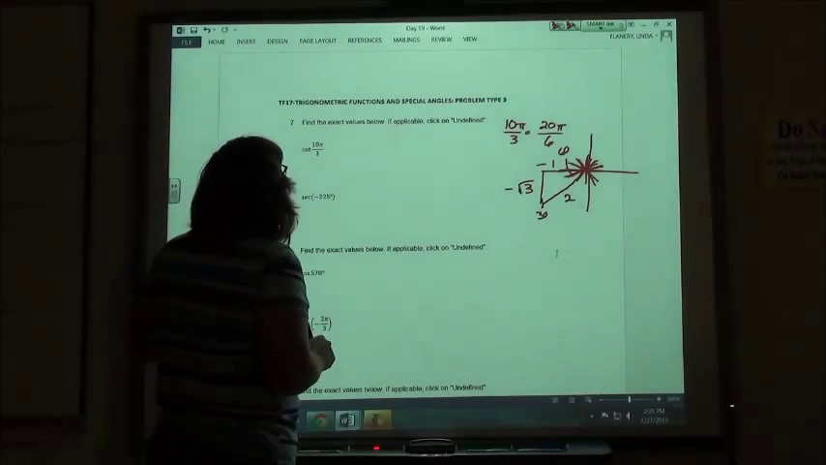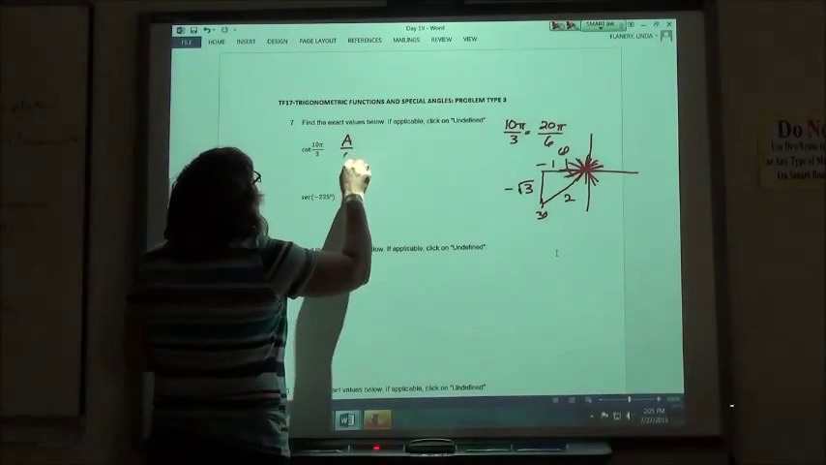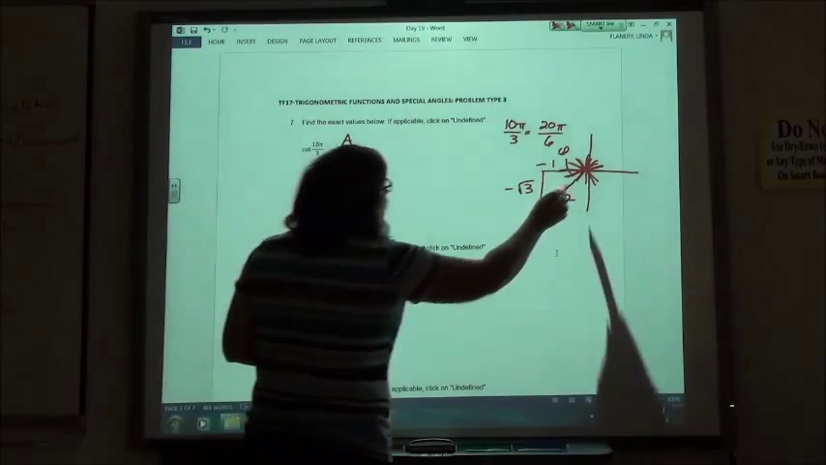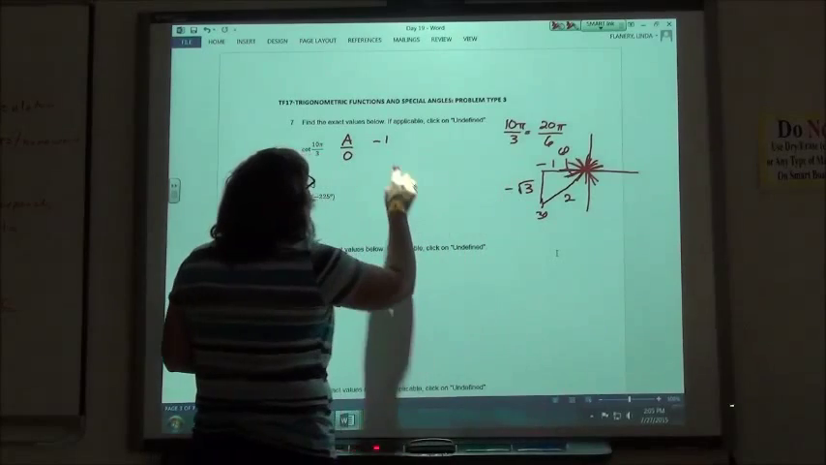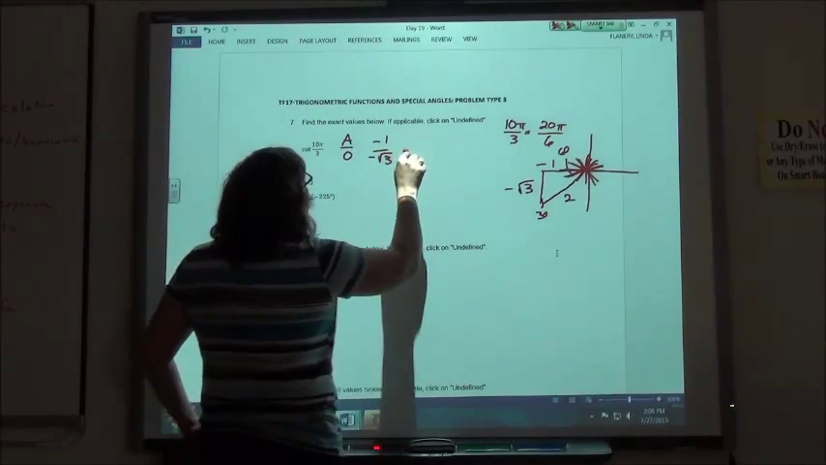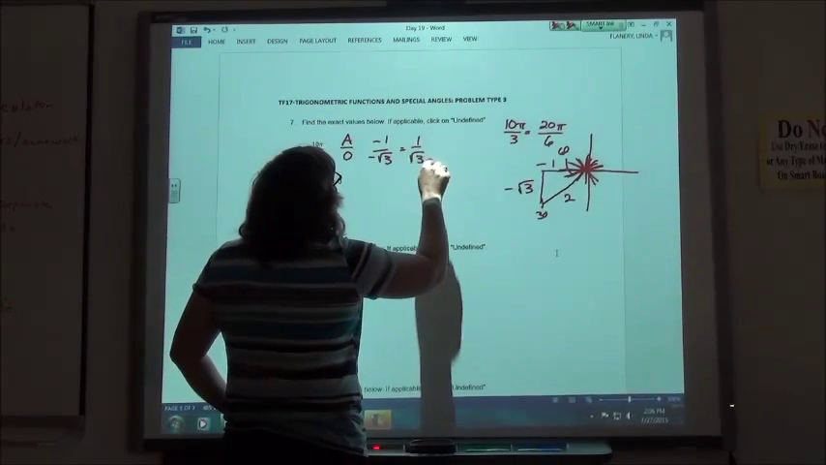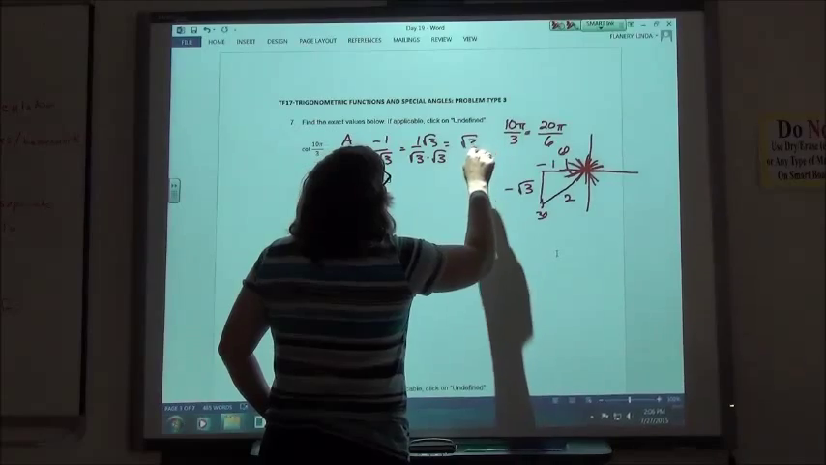On my cotangent, I'm going to have the adjacent over the opposite. So my adjacent is -1. My opposite is negative square root of 3. Since I have a negative over a negative, it's going to be 1 over the square root of 3. And if I rationalize my denominator, I'm going to get the square root of 3 over 3.